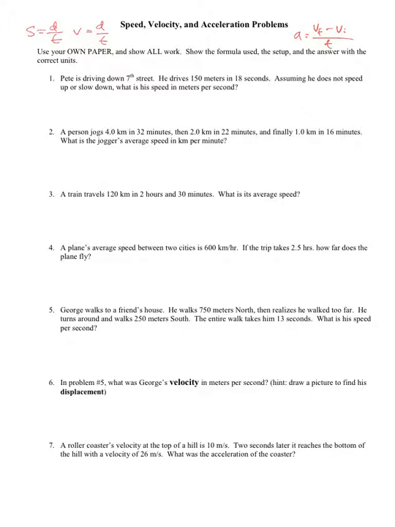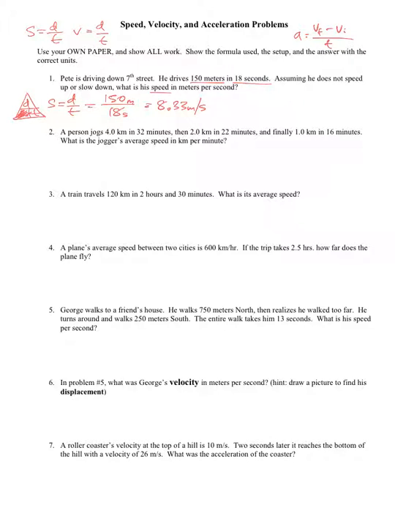So question 1, Pete is driving down 7th Street. He drives 150 meters in 18 seconds. What's his speed? So it's looking for the speed, remembering your little triangle if you prefer this. Speed is equal to distance over time. So from the triangle, cover up speed and it tells you it's distance over time. The distance he travelled was 150 meters and it took 18 seconds. So it's going to be, if you use your calculator, 8.33 meters per second.